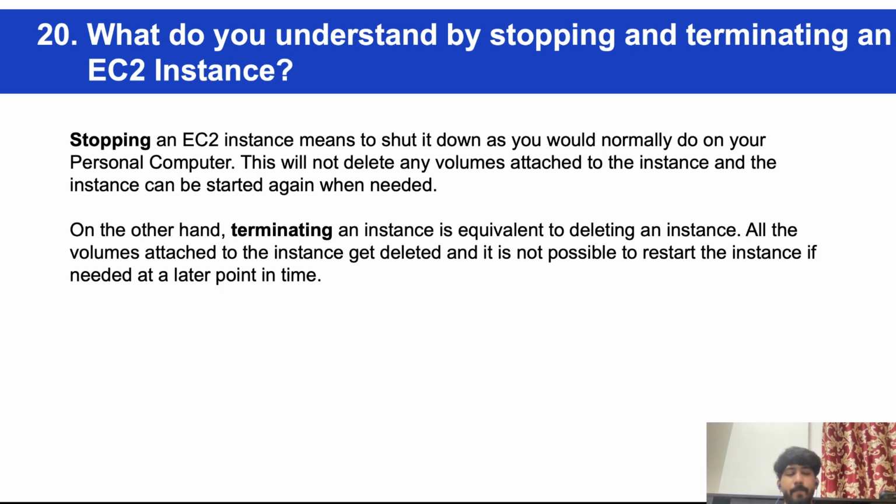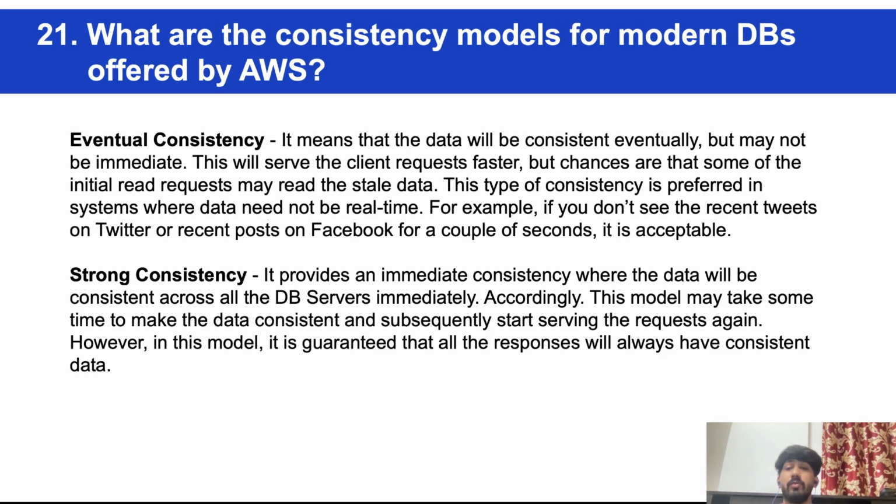I hope that's clear. Okay, coming to the next question, what are the consistency models offered for modern databases by AWS? So eventual consistency and strong consistency. So coming to eventual consistency, it basically means the data will be consistent eventually, but not immediately. So let's say there are two databases. If I upload some data to this database, I want it to be available in this database as well. But eventual consistency basically means it will get consistent eventually in time, but once I upload it, it won't be immediately replicated. It will take some time to replicate it.